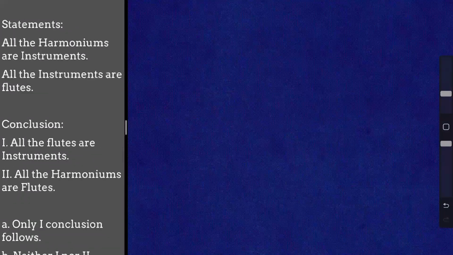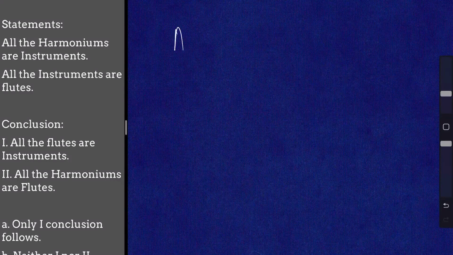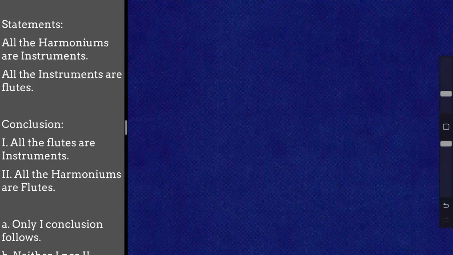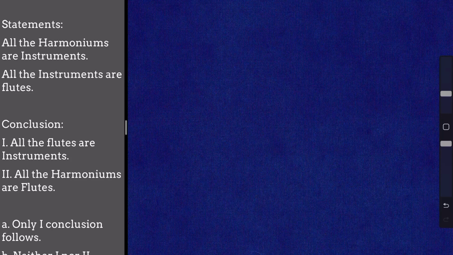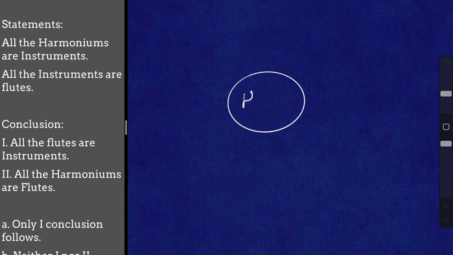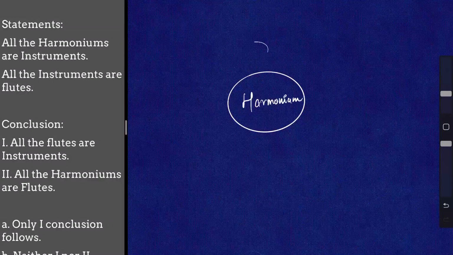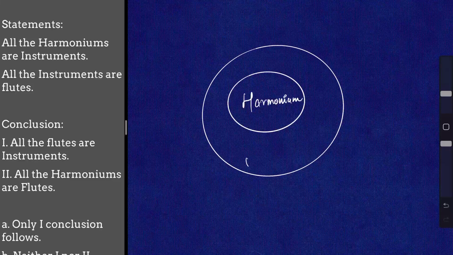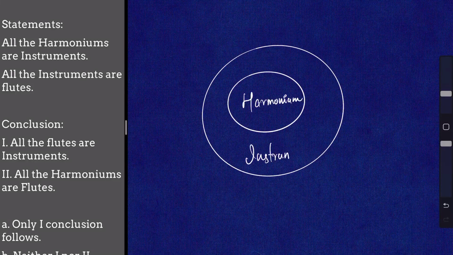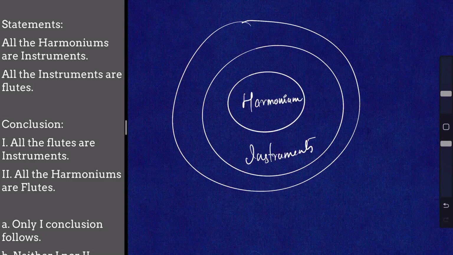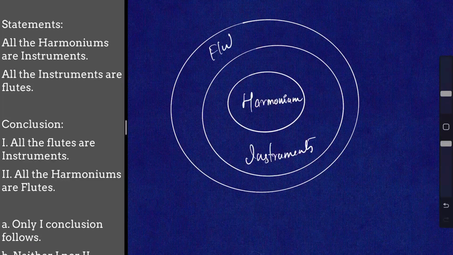We have a statement based on syllogism wherein they say all the harmoniums are instruments. Let's call this circle harmoniums. Whatever is harmonium is instrument, they say. So that would be a bigger circle. So let's call this instruments. All the instruments are flutes. So that means it is part of a much bigger circle called flutes.